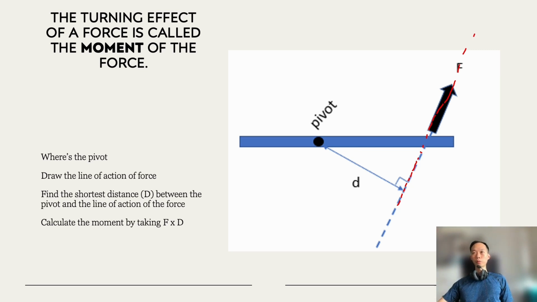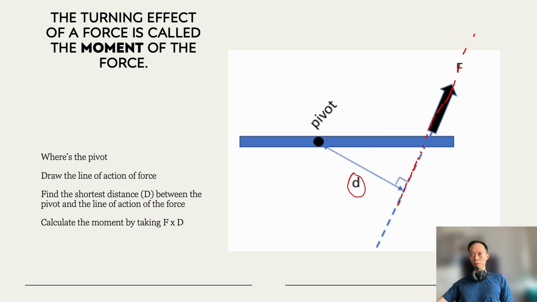What you want to look out for is this distance d here, which is the shortest distance between the pivot and the line of action of this force. Most of the time in school, you will learn this as the so-called perpendicular distance. But perpendicular distance is a little bit confusing because sometimes people get confused where the right angle is supposed to appear. So it is much safer to choose just the shortest distance. The shortest distance will also happen to be perpendicular.